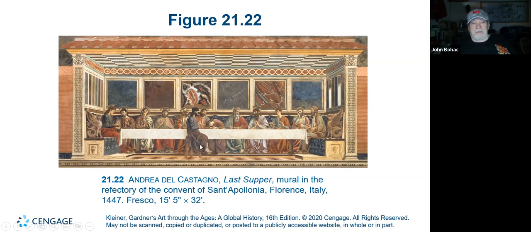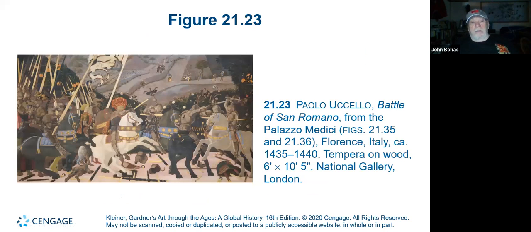And if you know Christianity, you can have an idea who this guy is. He's not sitting with the group. That would be Judas, the one who betrays Jesus. And so anyway, you have to know the Bible to kind of understand this.